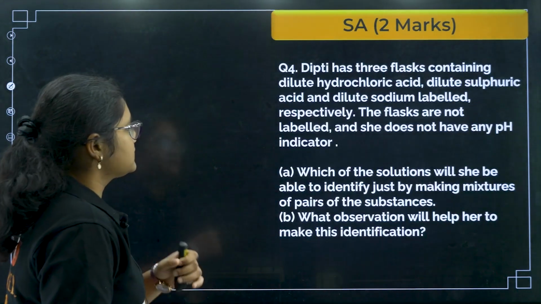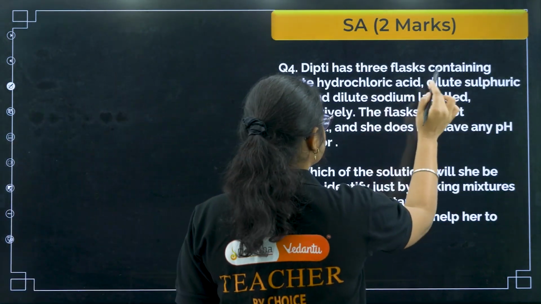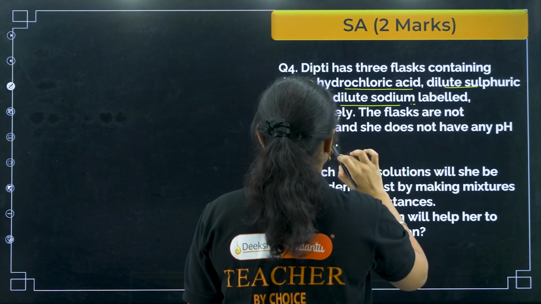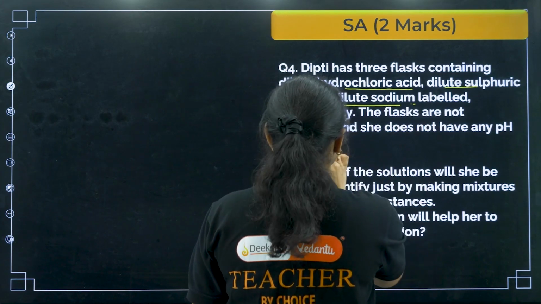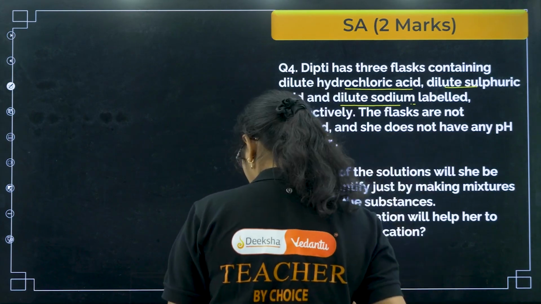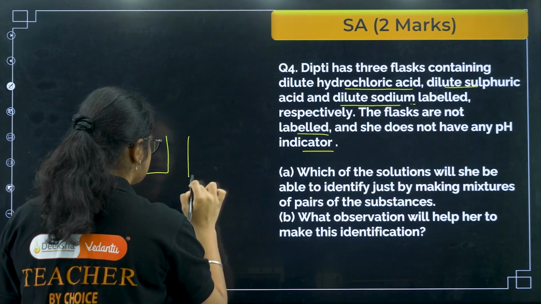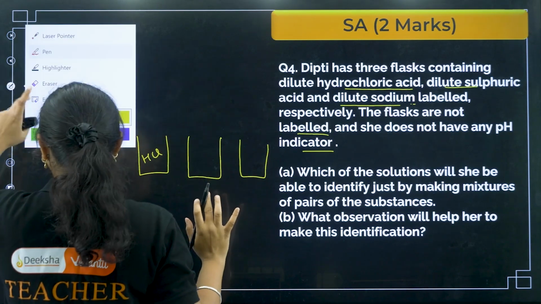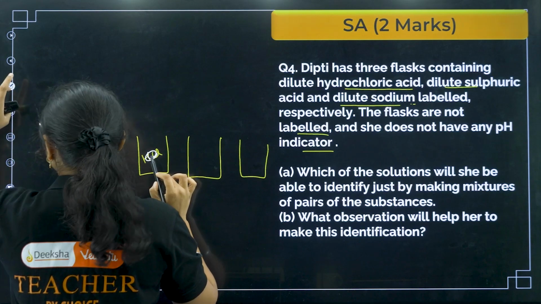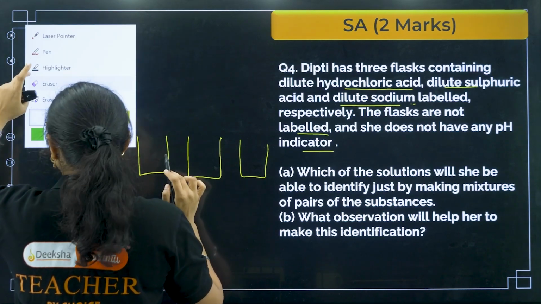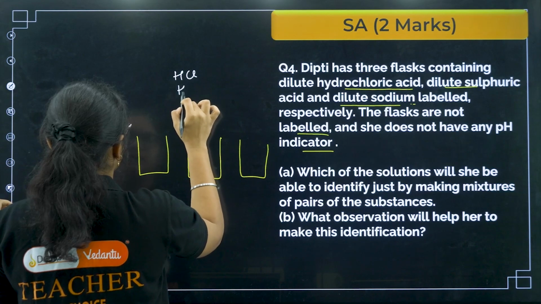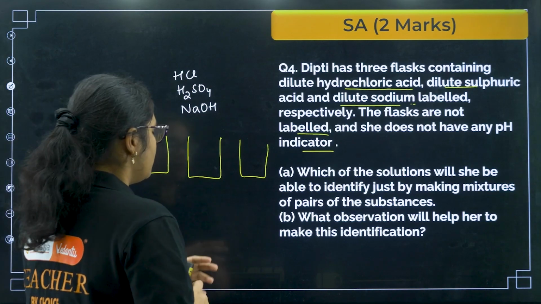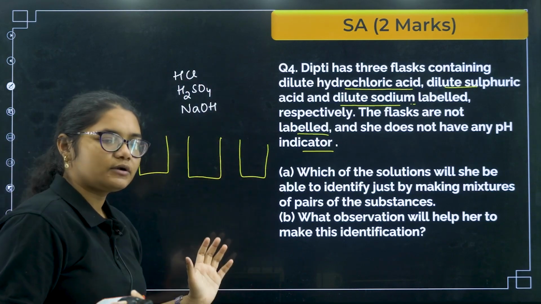Okay, next coming to question number 4. Dipti has 3 flasks containing dilute hydrochloric acid, sulfuric acid and dilute sodium hydroxide, labeled respectively. The flasks are not labeled and she does not have any pH indicator. I think there is some error in the question, but it is like this. You have 3 beakers, one is HCl, another beaker has H2SO4 and another beaker has NaOH. We have 3 solutions, and we don't know what is present in what.